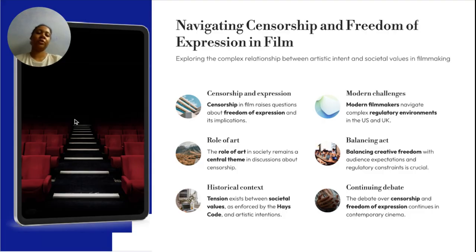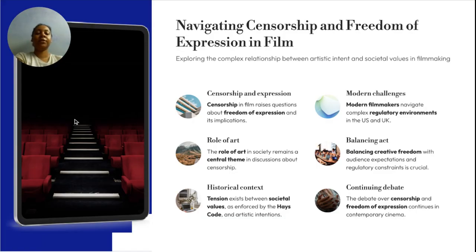And modern challenges. Modern filmmakers navigate complex regulatory environments in the UK and the US. It's still a challenge because everyone is seeing your film. All over the world you are going to book exhibits. And if people see something controversial or something deemed abnormal, they could censor it and ban it.